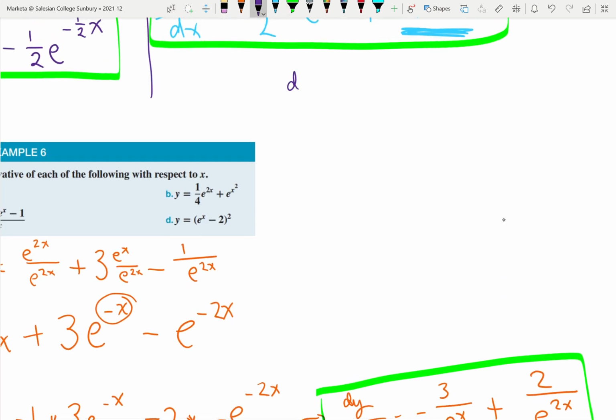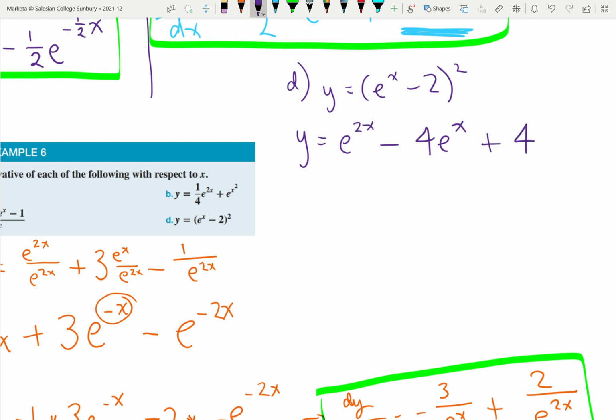So we've got d, which is y equals e to the x minus 2 squared. And we want to expand that, so you can FOIL it if you want to, but really it would be nicest to know that a minus b squared is a squared minus 2ab plus b squared. So you can quickly get it expanded. E to the x squared is e to the 2x minus 2 times e to the x times 2 is negative 4 e to the x. And 2 squared is 4. So now we can just derive it in the usual way.